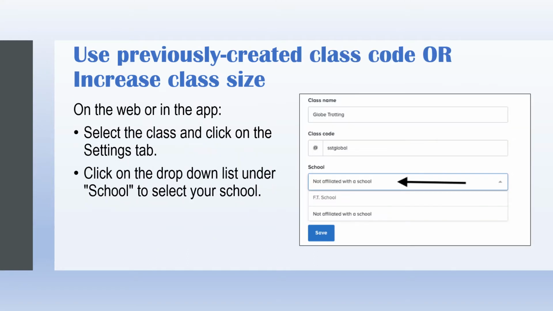If you want to use a previously created class code, that's fine, but you're definitely going to want to get that under the EMS ISD umbrella, and that will allow you to increase the class size from 150 to unlimited participants. To do that, you just click on the class and then click the Settings tab, and under the School menu, it will likely say Not Affiliated with a School. Just click the drop-down menu and choose your school. I have a little video at the end that'll walk you through that in person.